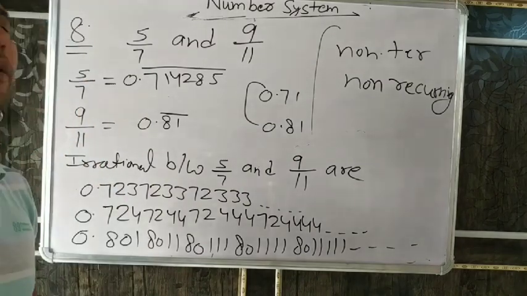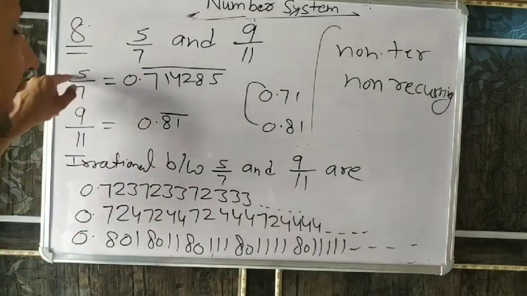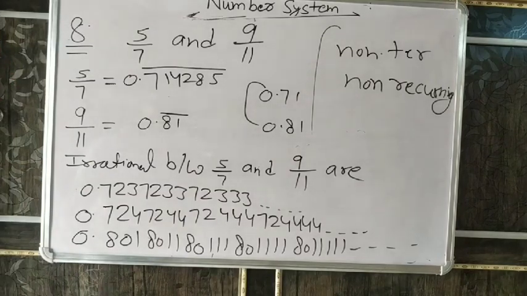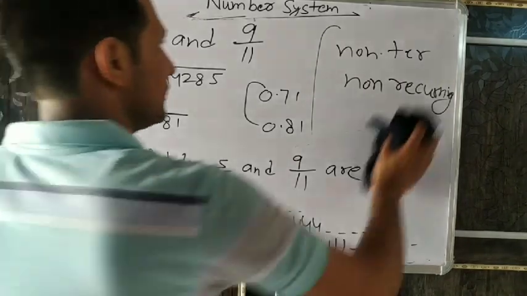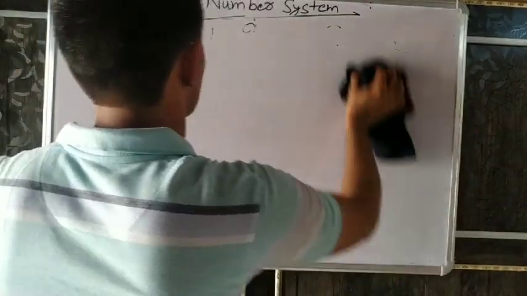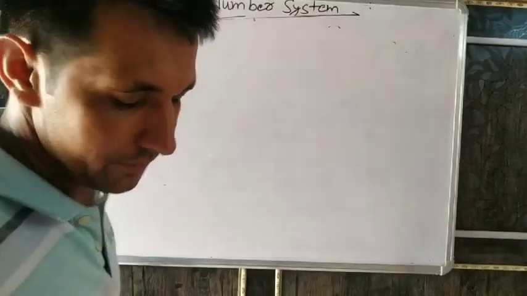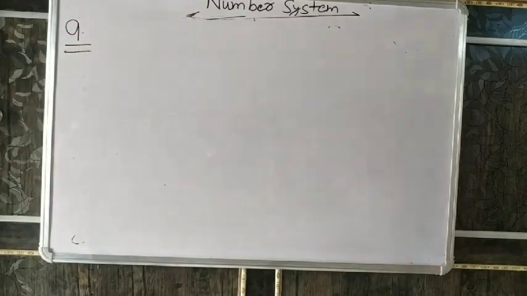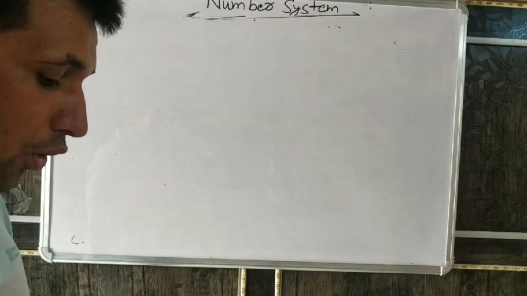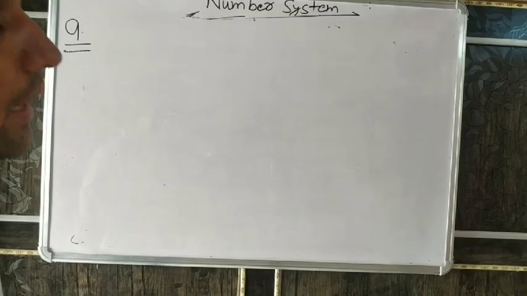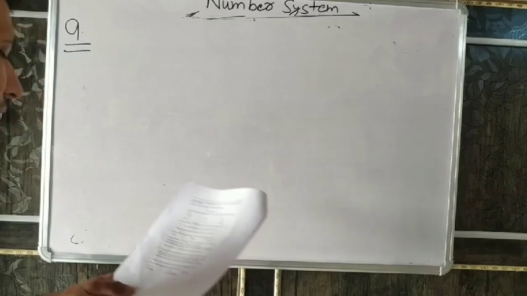So whenever you want to write an irrational number, first write their decimal expansion, then you will find it. I hope everyone understands all these questions. Next is the 9th question: classify the following numbers as rational or irrational. In the ninth question, we have to find whether the following numbers are rational or irrational.